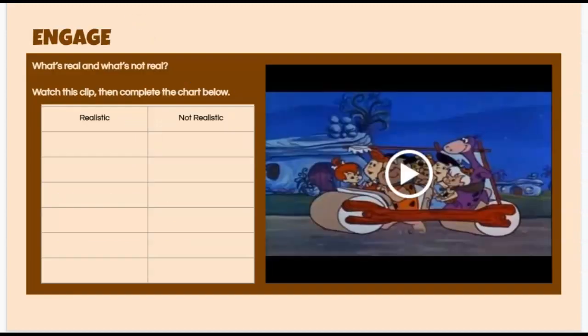Everyone will do this engage activity. This is a clip from the Flintstones, an old-timey cartoon of people who lived in the Stone Age. So later, early humans.